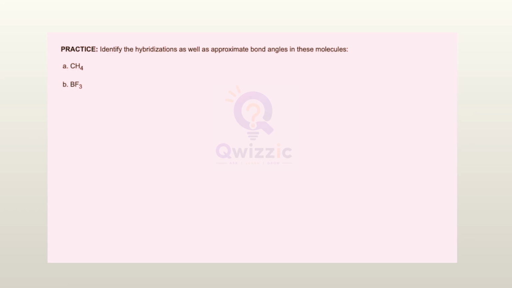Welcome back, everyone. Identify the hybridizations as well as approximate bond angles in these molecules. We're given two examples and we can begin with the first one, methane, CH₄. We have to recall for simplicity that carbon has a valency of 4, which means that carbon can make 4 bonds based on the octet rule, and basically carbon must be the central atom bonded to 4 hydrogen atoms. Hydrogen atoms essentially make only one bond, so this is a feasible structure.